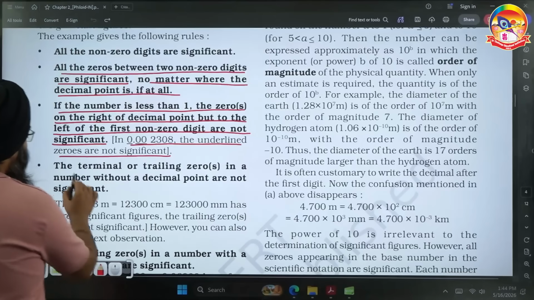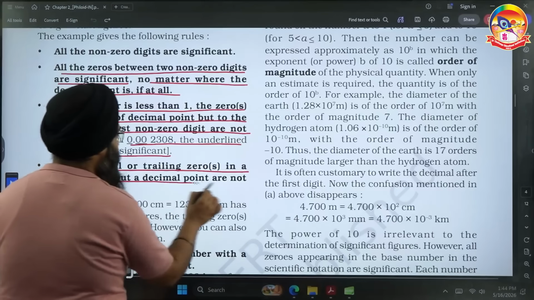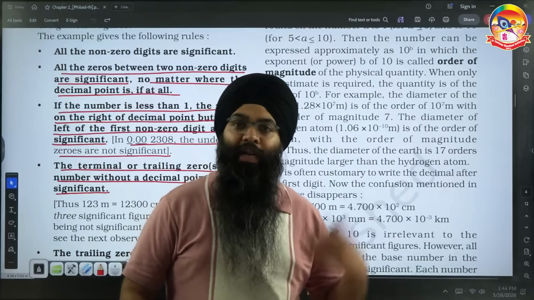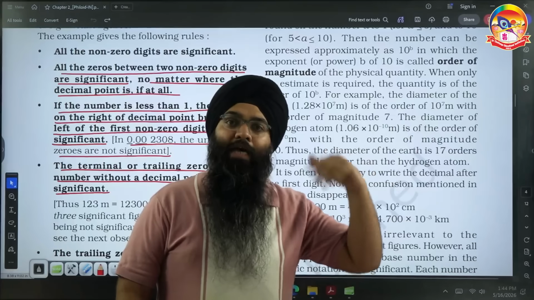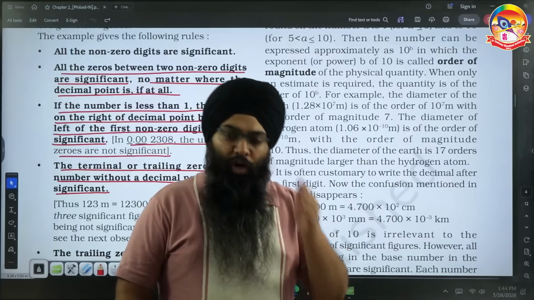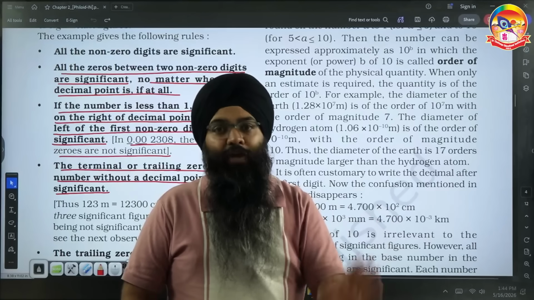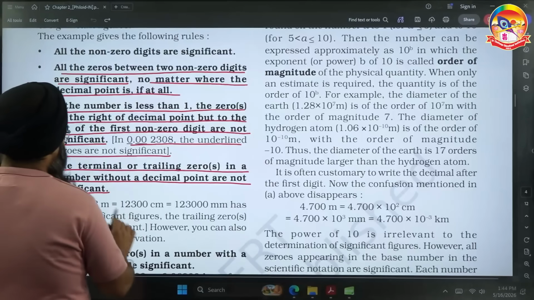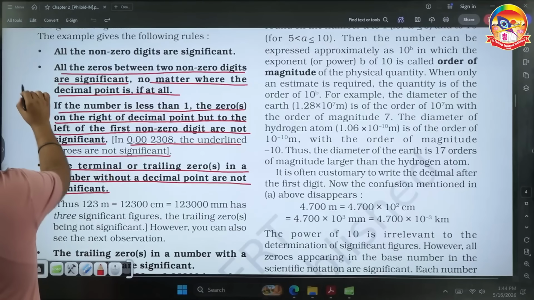The next rule is that the terminal or trailing zeros in a number without a decimal point are not significant. Any terminal zero or trailing zero means the zero which is behind the last non-zero digit. That zero will not be significant if there is no decimal place. Please understand, without a decimal. Let us take one example.